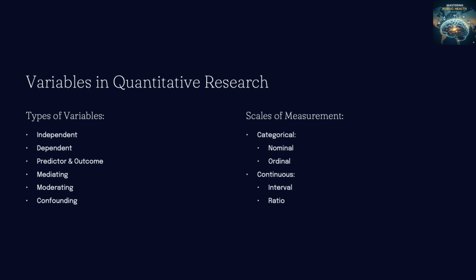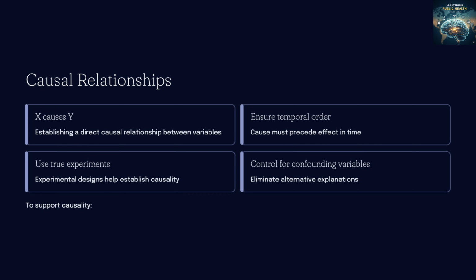Variables in quantitative research. Variables are characteristics that can vary among participants or conditions. Types include independent variables, manipulated or cause-based; dependent variables, observed outcomes; and predictor and outcome variables in non-experimental designs. Mediating variables explain how or why effects occur. Moderating variables affect the strength of a relationship. Confounding variables are external influences that must be controlled. Measurement scales: categorical, nominal and ordinal; continuous, interval and ratio.